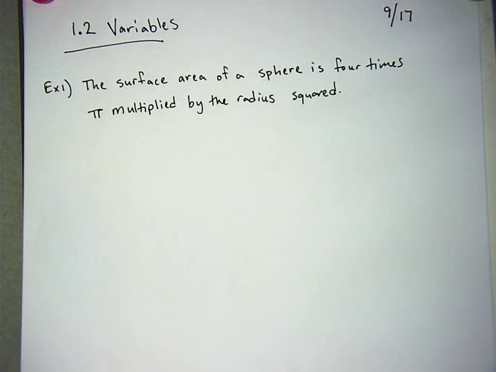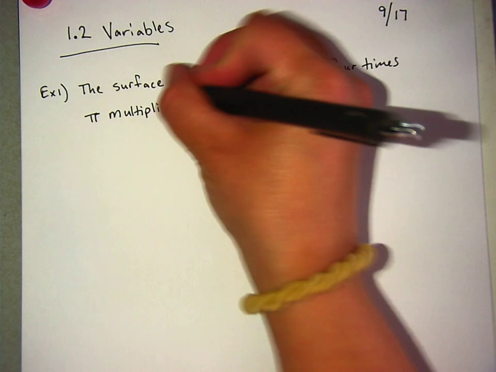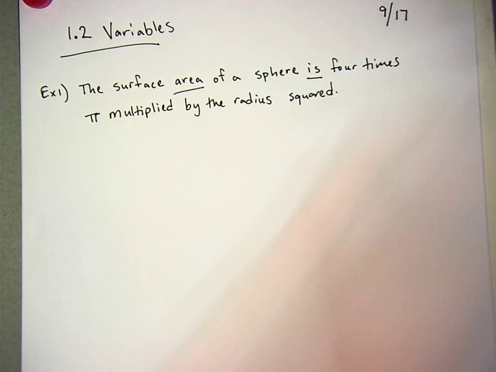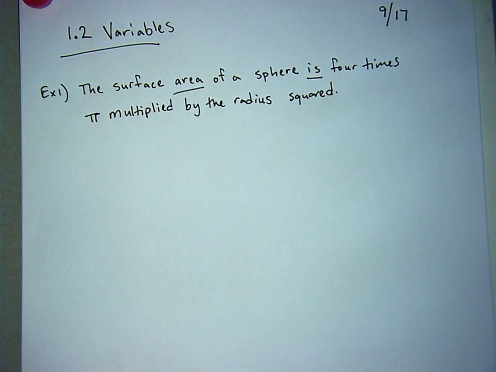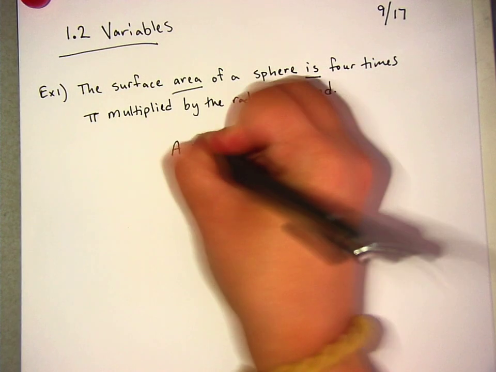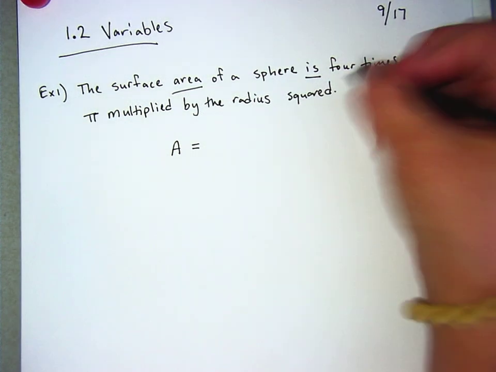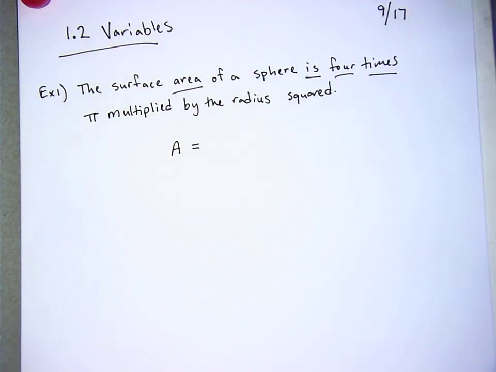All right. So it says the surface area of a sphere is 4 times pi multiplied by the radius squared. So the first thing we're going to have to do is write a formula. So it says area is. What should I write for area is? A equals. Area is 4 times.